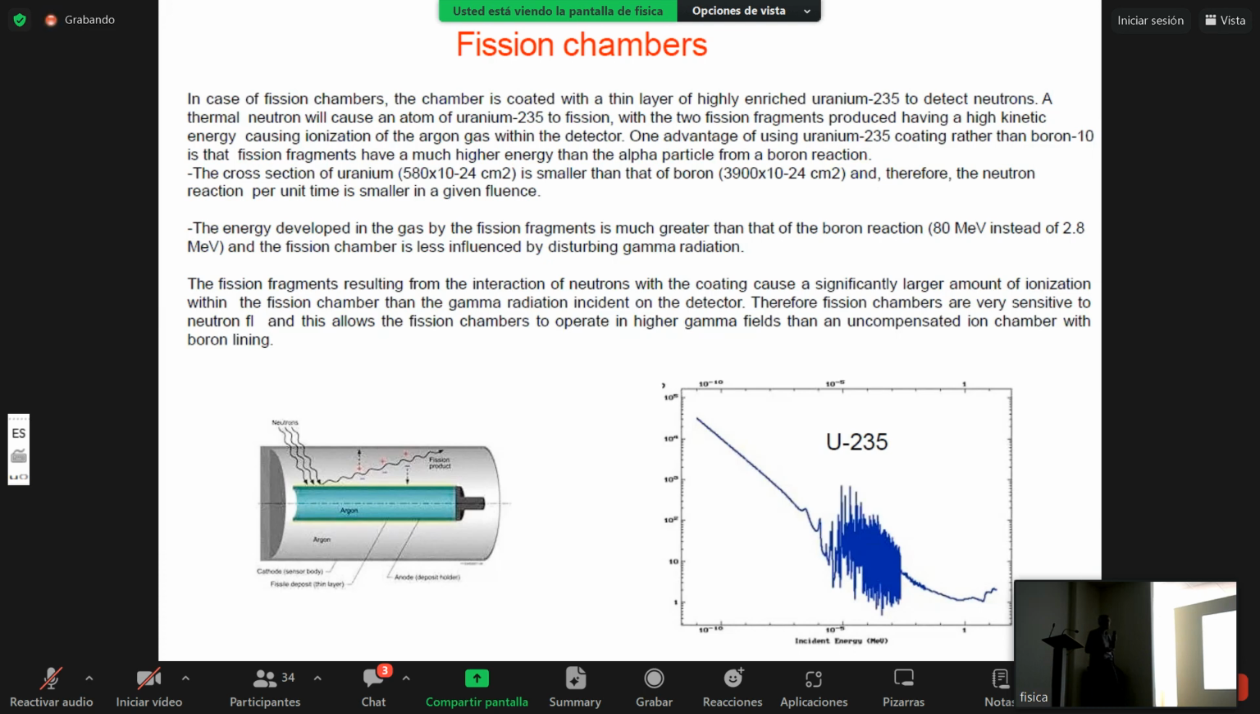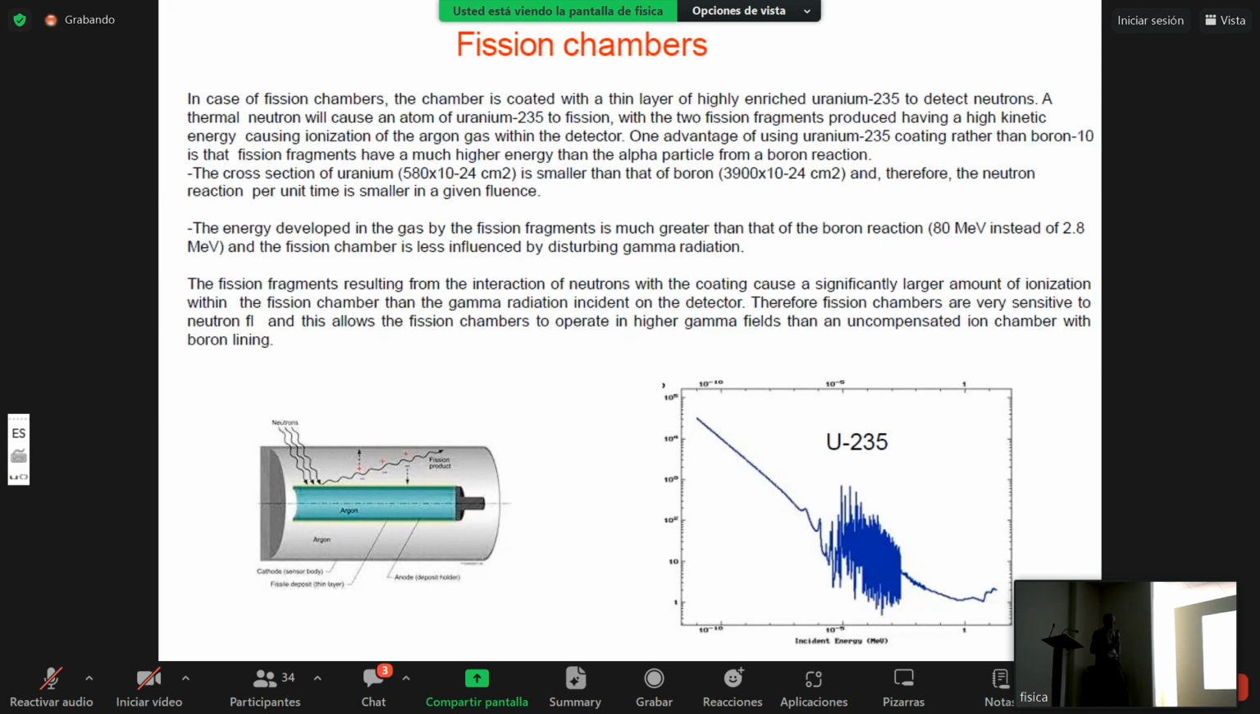A typical fission reaction, for example, with the isotope uranium-235. In order to detect your neutron, you have to construct the detector. It can even be an ionization chamber, and you coat the plate of your detector with this material. A neutron interacts with uranium and creates a couple of neutrons and fission fragments, a typical fission reaction.